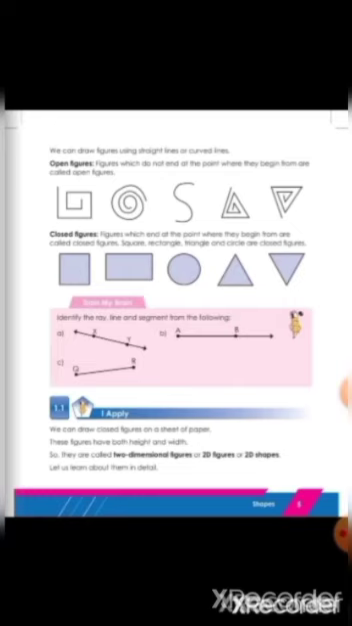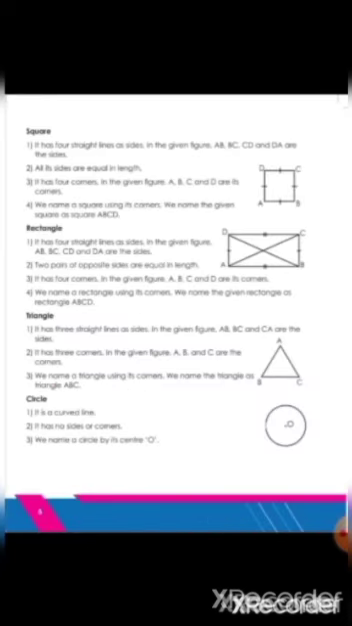We can draw closed figures on a sheet of paper. These figures have both height and width. These figures are called two-dimensional figures or 2D figures. Let us see these 2D figures.